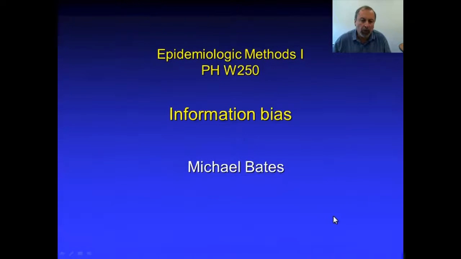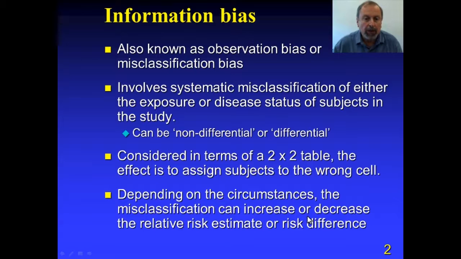So I'm now moving on to talk about information bias, the second of our major bias categories in epidemiology. Information bias goes under a couple of other names, observation bias and misclassification bias, but they largely mean the same thing. And really, it can be thought of as just a systematic misclassification of either exposure or disease status.